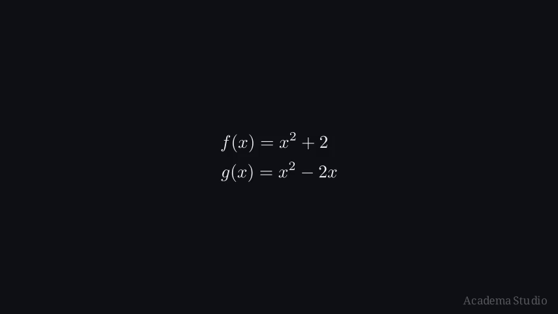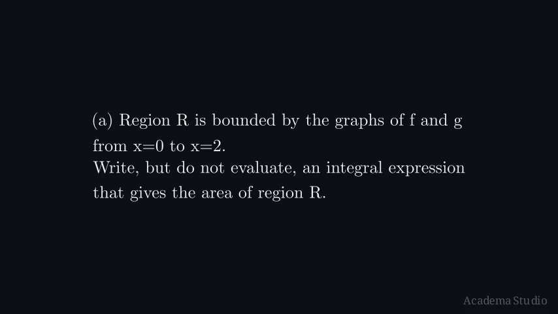The functions are f of x equals x squared plus 2 and g of x equals x squared minus 2x. Their graphs and the shaded regions R and S are shown. Part A asks us to write, but not evaluate, an integral for the area between the two curves from 0 to 2.